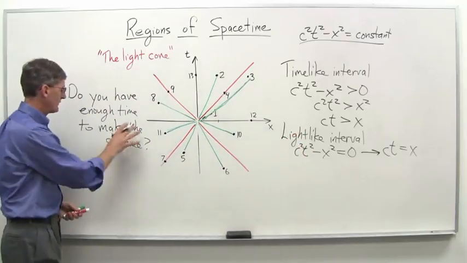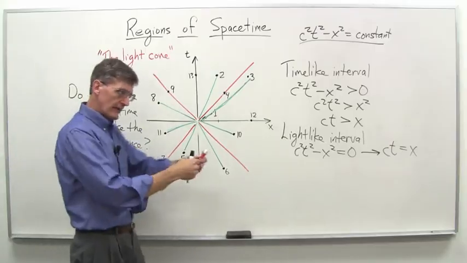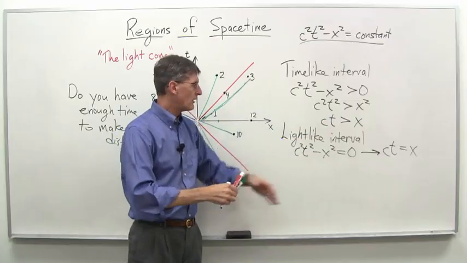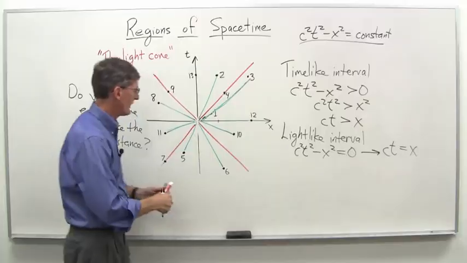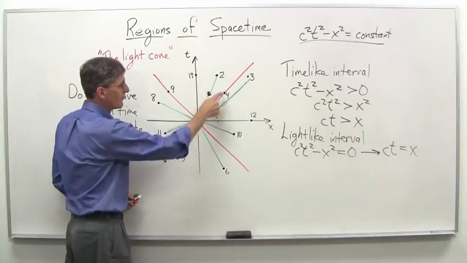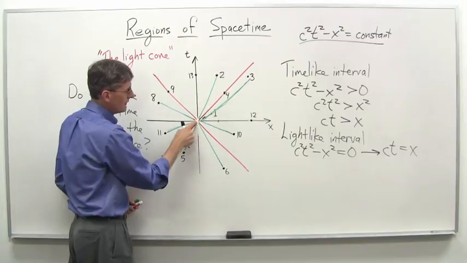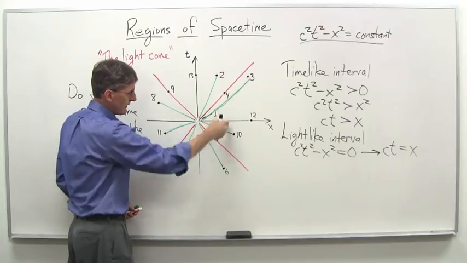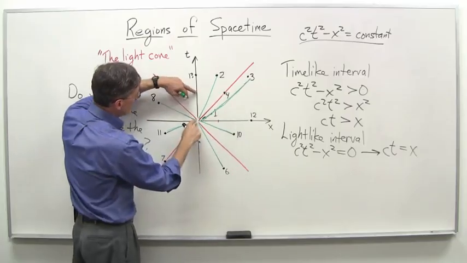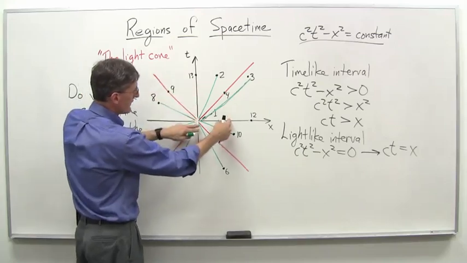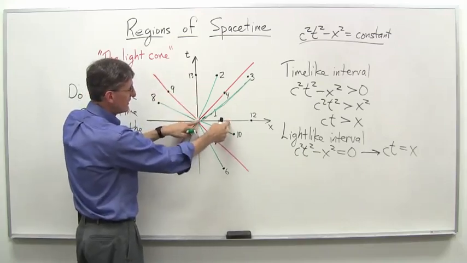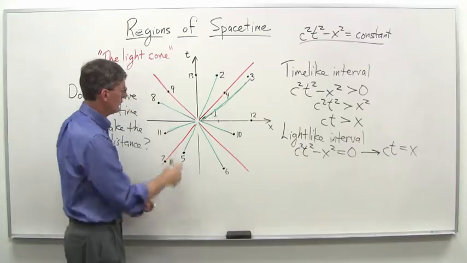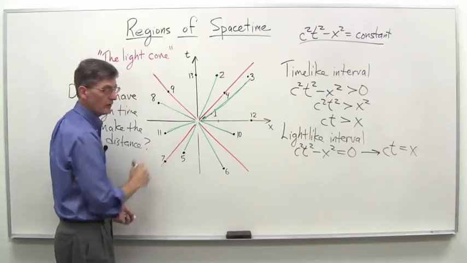In other words, do I have enough time to make the distance? If that distance is reachable just barely by something going the speed of light, we call it a light-like interval. In our diagram, that would be like going from 1 to 4. The only way to get from 1 to 4 in space and time is to travel at the speed of light. Really, you're going out here to position x, but you only have this much time to do it, so to get there you have to travel at the speed of light. That's called a light-like interval, or from 1 to 9, or from 7 to 1, going that way.